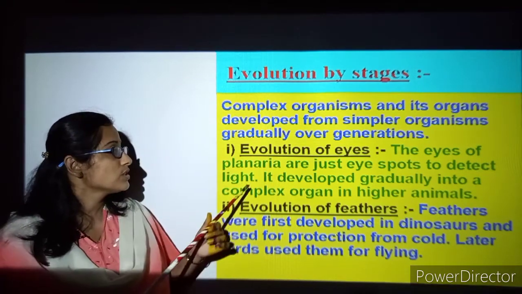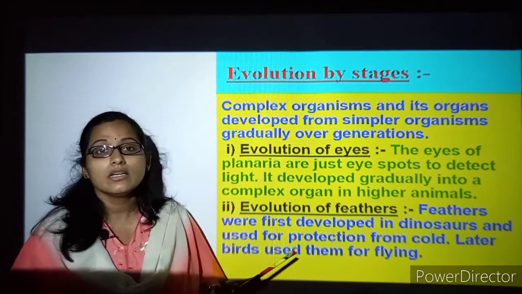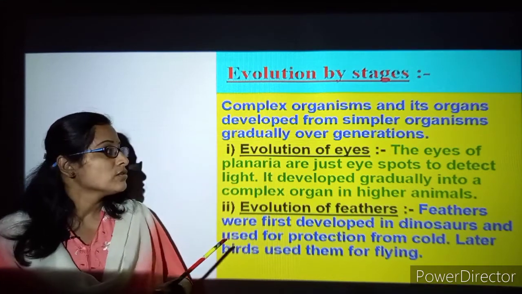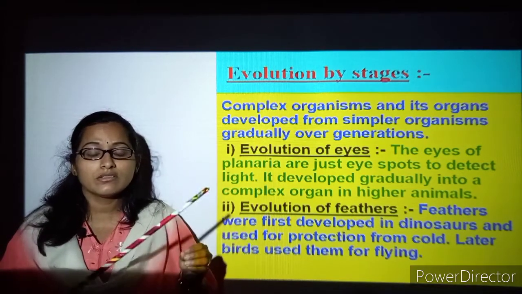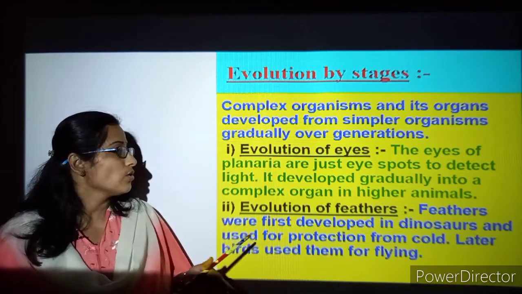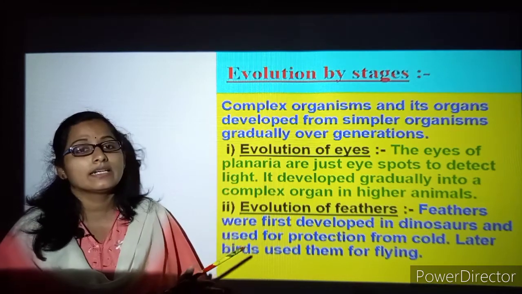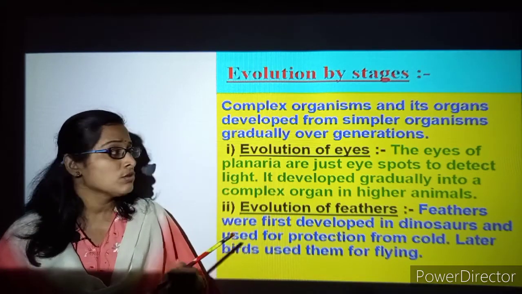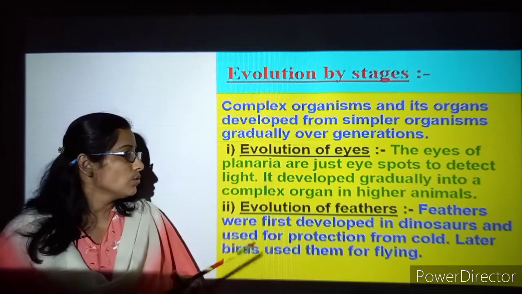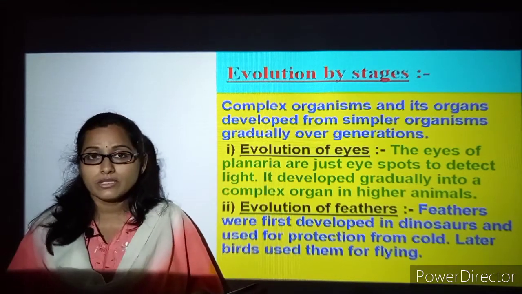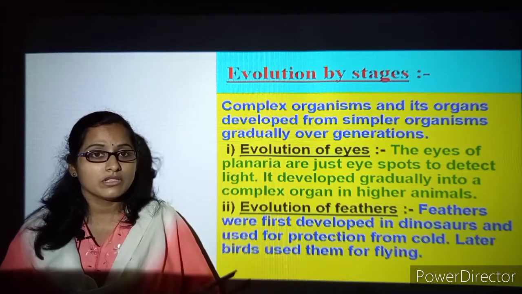So now we need to see how evolution of eyes has happened. You can see that the eyes of planaria were just a spot of eye. Why? Because they needed to only detect the light. So it was the first development. So it developed gradually into the complex organs in higher animals.